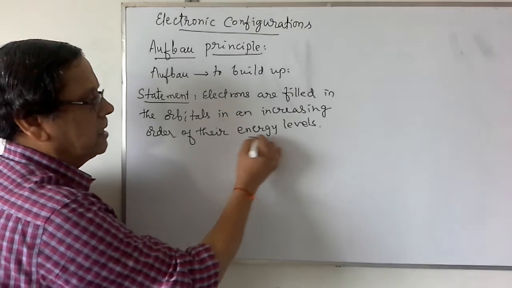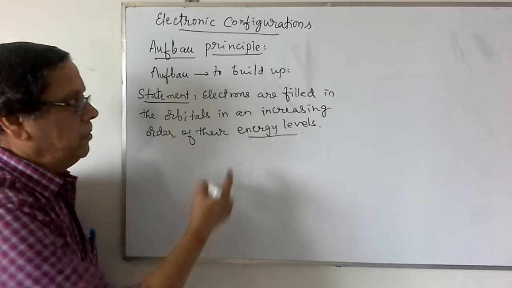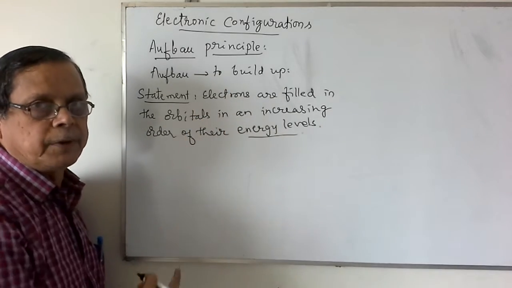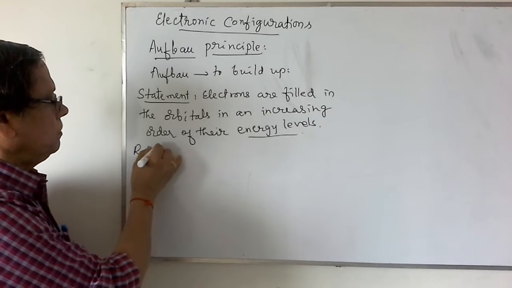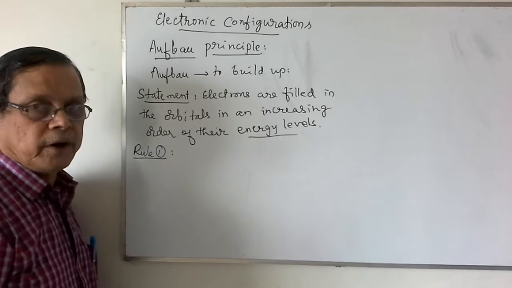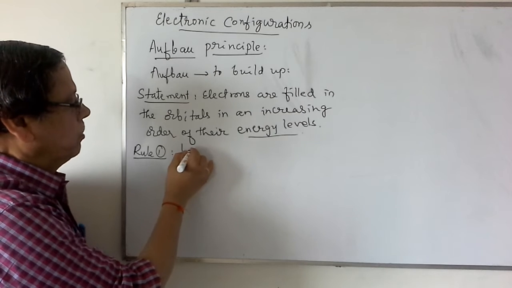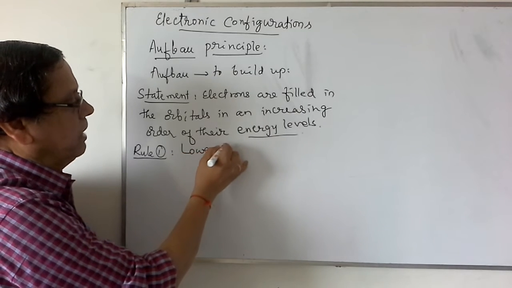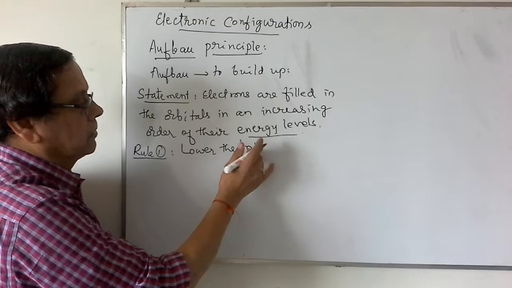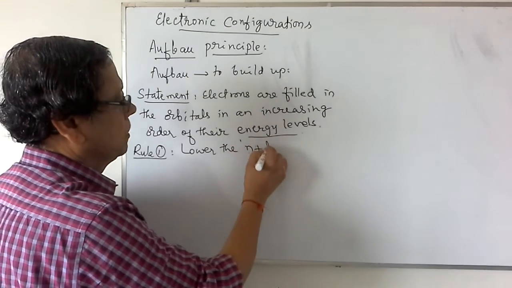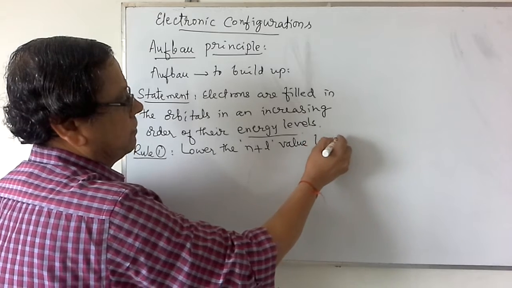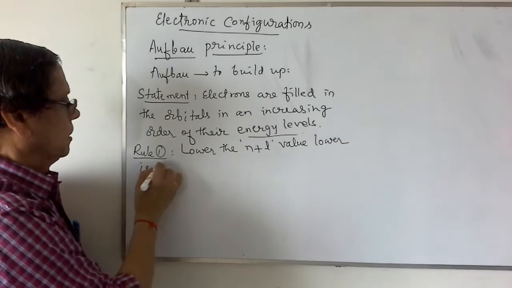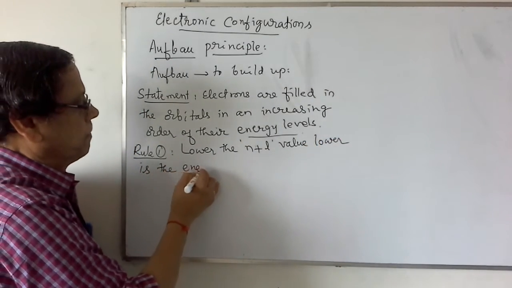But to calculate these energy levels, we are using some rules. Again, in the Aufbau principle there are some rules. Rule 1 states that for any orbital, lower the n plus L value, lower is the energy.